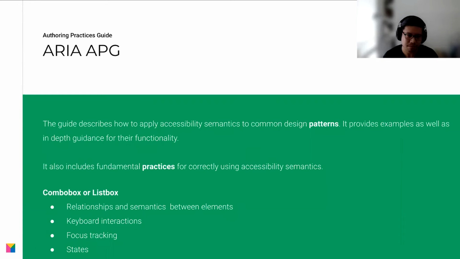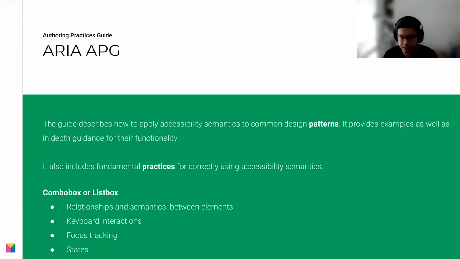And the APG helps define the relationships and semantics between elements. When you click on your target, what is that? Is it a button? Is it an input? What element should it be? And what is its relationship to the dropdown menu that pops up? Think about and list all these elements that create this experience for your user.